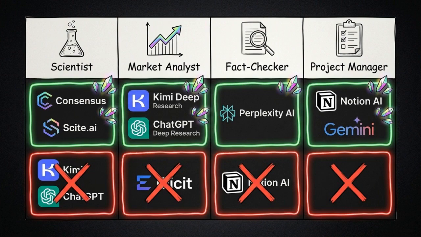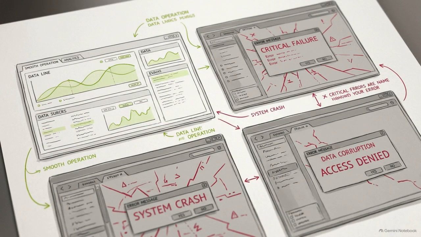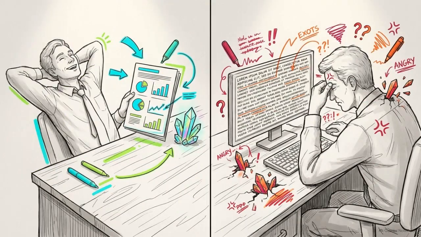For scientists, use Consensus and Scite.ai. Avoid Kimi and ChatGPT. Market analysts need Kimi or ChatGPT. Avoid Elicit. Fact-checkers require Perplexity. Avoid Notion AI. Finally, project managers should use Notion AI or Gemini. No single tool on this list can perform all four of these jobs effectively. The architecture that makes a tool perfect for one role ensures it will fail at another.